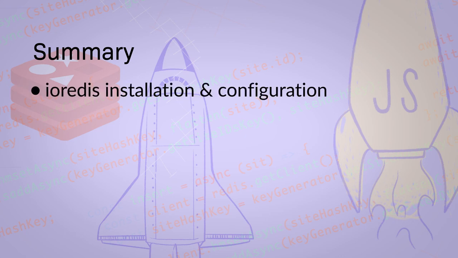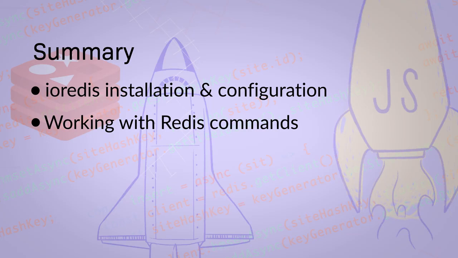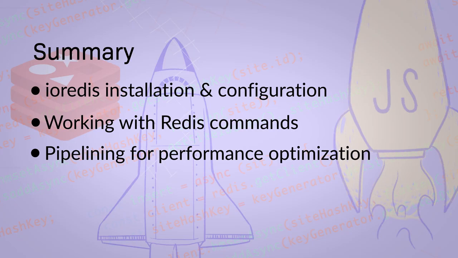In this video, we learned how to install and configure the ioredis client for Node.js. We saw how to send commands to Redis and retrieve results. Pipelining is an important performance optimization, so we explored chaining command functions to an ioredis pipeline and how responses are received back from the Redis server.